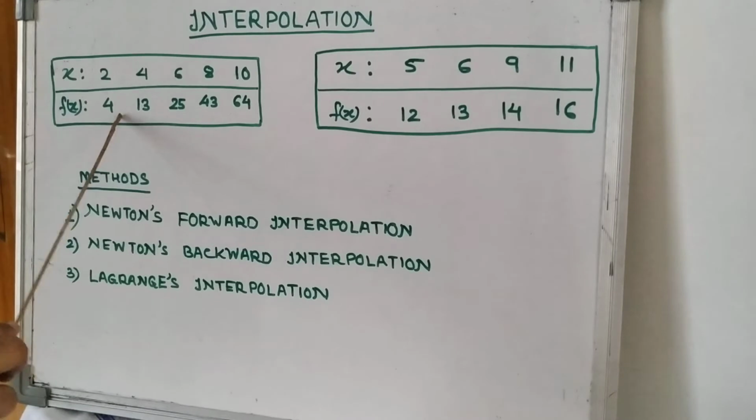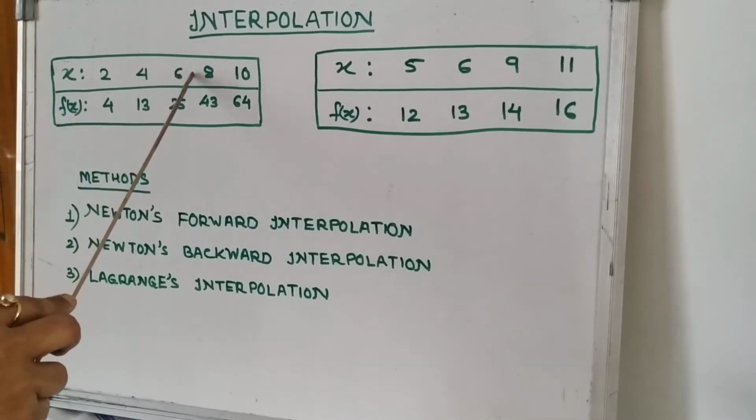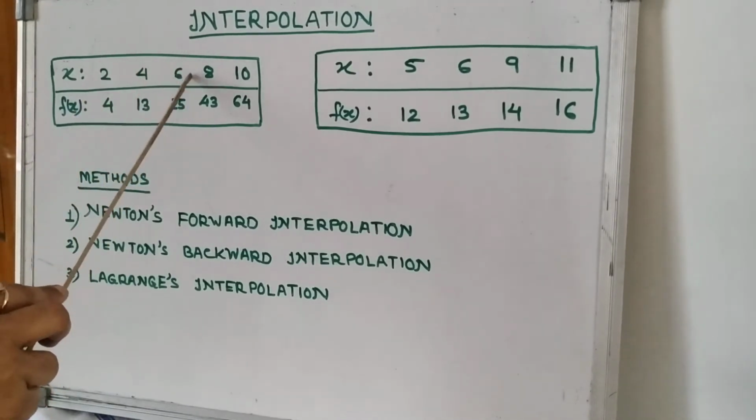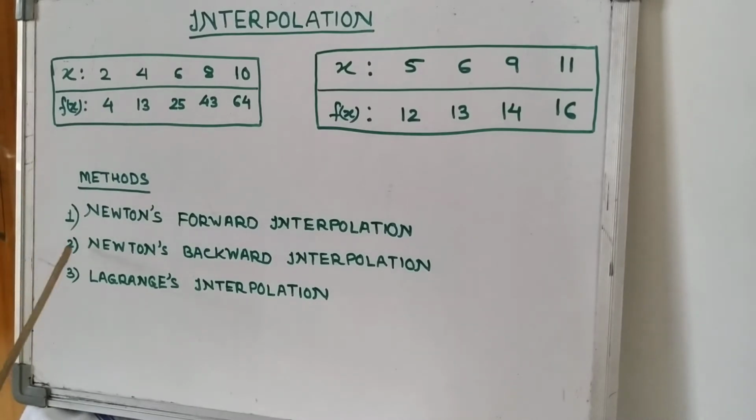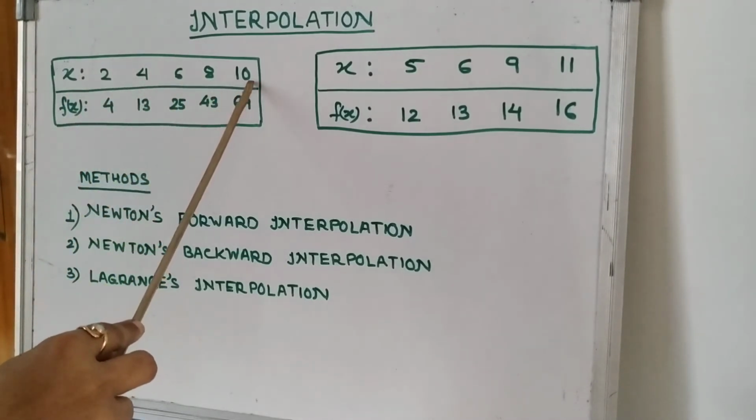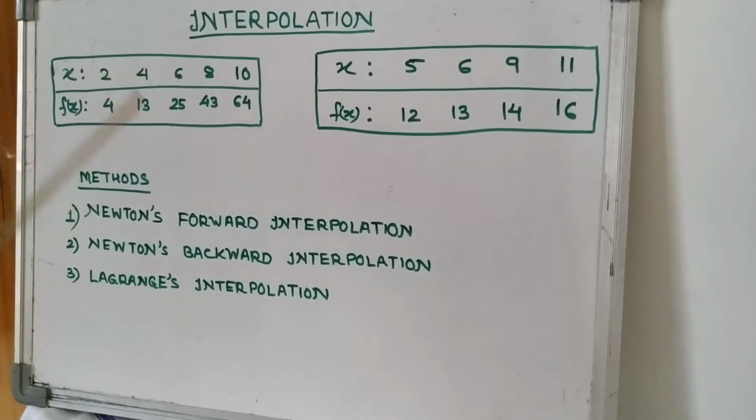Suppose we are asked to find the value of f(7). In that case, we apply Newton's backward interpolation formula. This formula is applicable when the values lie in the second half of the table. Clear? So for these two formulas, first we have to check whether the arguments are equidistant or not. Then we have to check whether the value lies in the first half of the table or the second half of the table. So accordingly we use these two formulas.